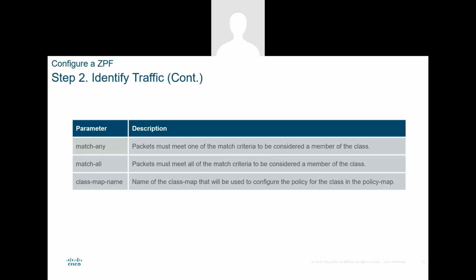So when you create that class map, the administrator can specify how traffic should be matched using three primary parameters: match any, match all, or class map name. Each of these parameters defines how traffic is classified in a group. The match any parameter means that the packet only needs to match one of the defined criteria to be considered a member of that class. This is the equivalent of a logical OR statement.